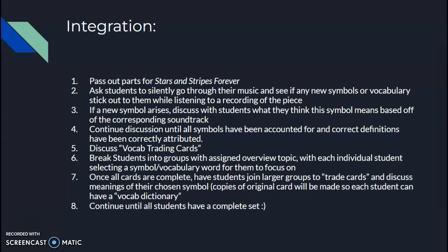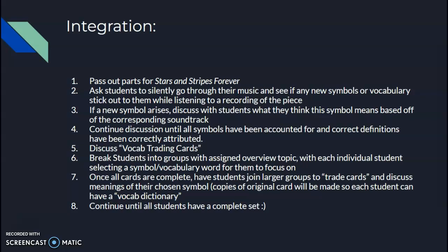I will then break students up into groups with the assigned overview topic. Each student will then be able to select a symbol/vocabulary word for them to focus on within that topic. This might mean that many students get the same vocab word, but as long as they all get the same definition, that's really what I'm focused on.